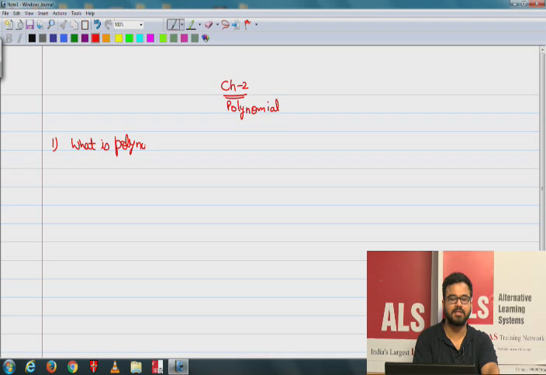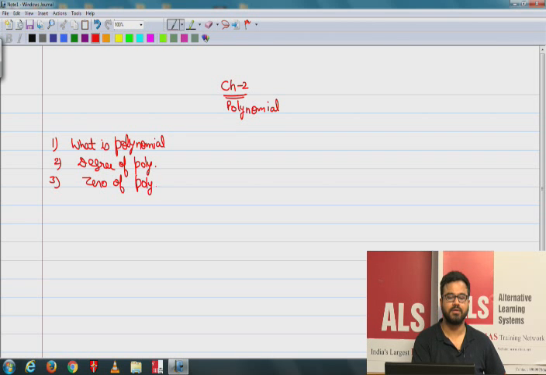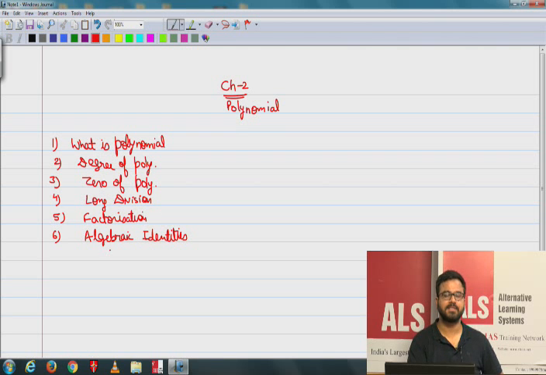I am revising the 9th class concepts, then we will start with the concepts of the 10th class. So the starting point is, what is a polynomial, which you have studied, then the degree of a polynomial, then finding the zero of a polynomial. The fourth point was long division, the fifth point was factorization, and the sixth one was algebraic identities. You have studied these 6 topics, right?